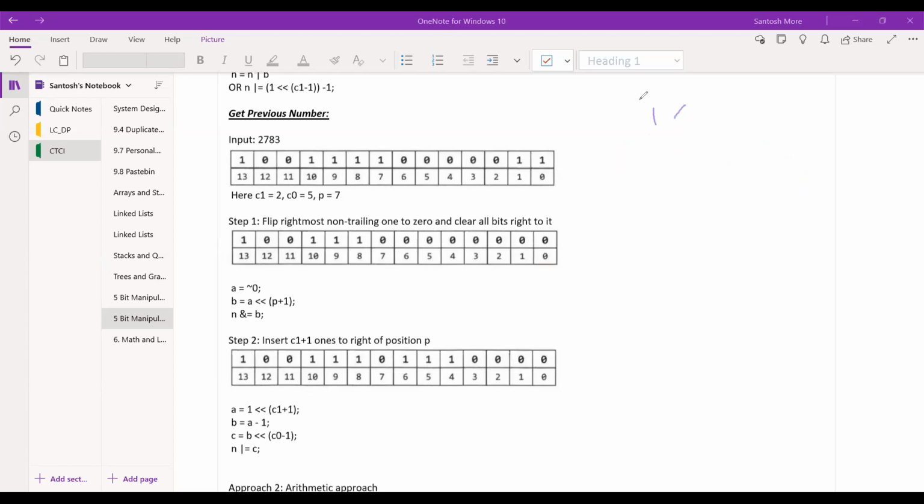So let us take 14. What will happen? 0, 0, 0, 0, and then we have 12, like this, right? So we have C0 as 1 and C1 as 3. Now P is equal to 4, and 4 means this bit. We have all these, and we don't have anything after this one, right?